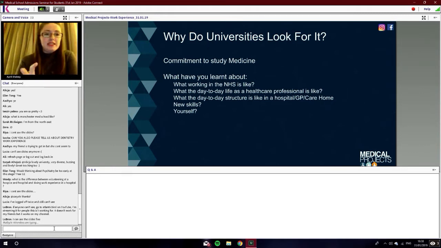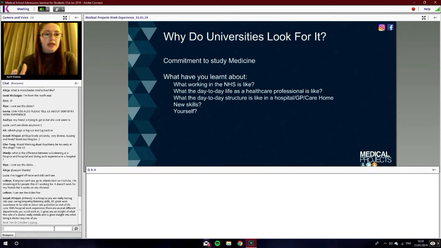Okay, so they're looking for this commitment to study medicine. They're looking for whether you truly understand what a hospital's like. And you need to have that understanding of what a GP is like, what a care home is like. Okay. Well, I've highlighted these words, new skills in yourself, okay?